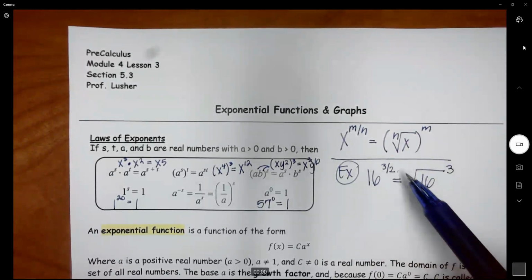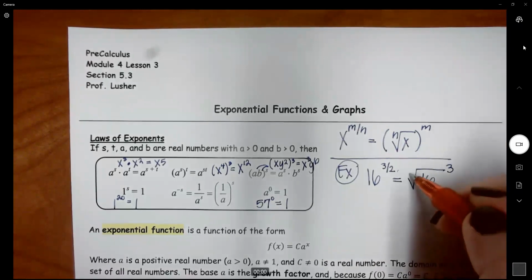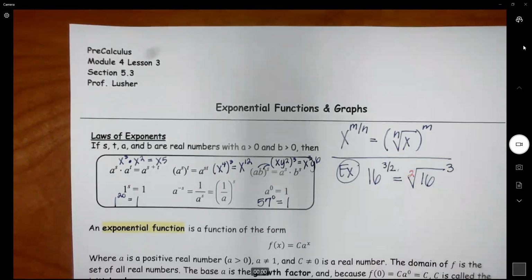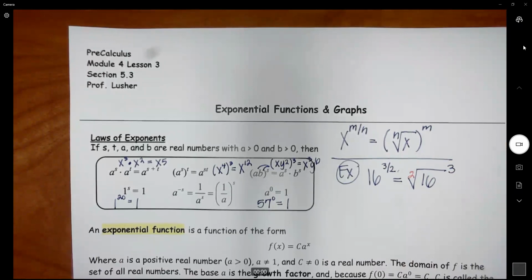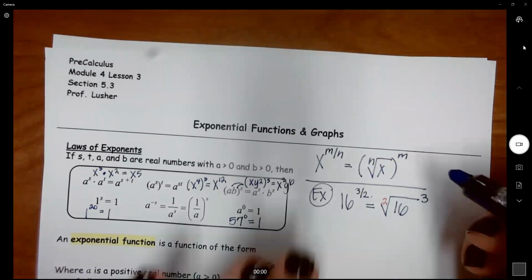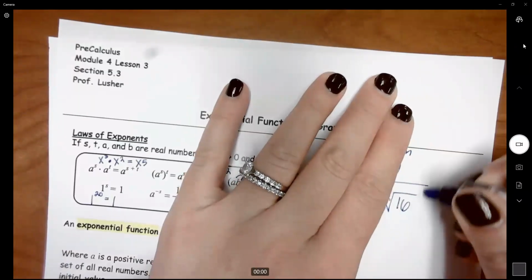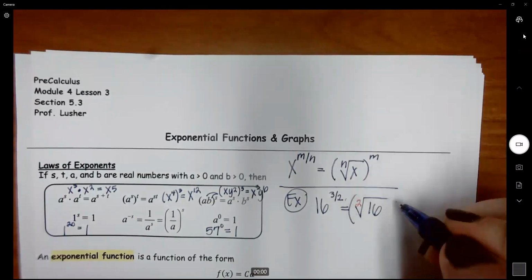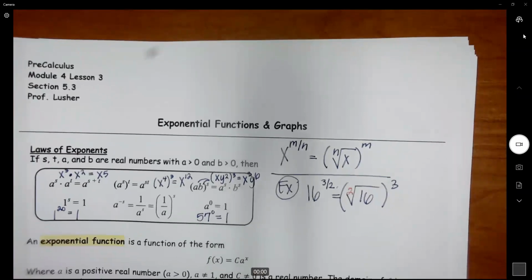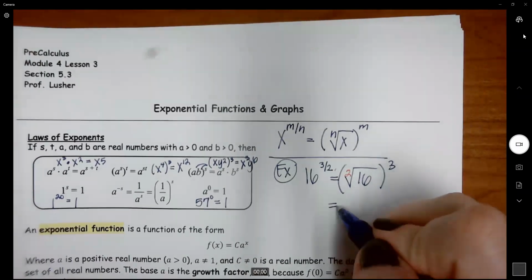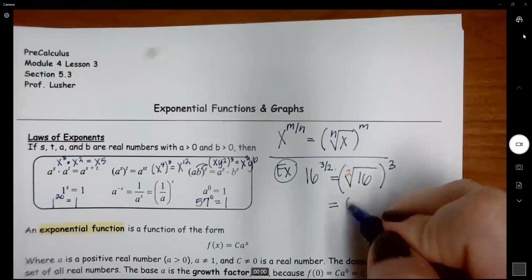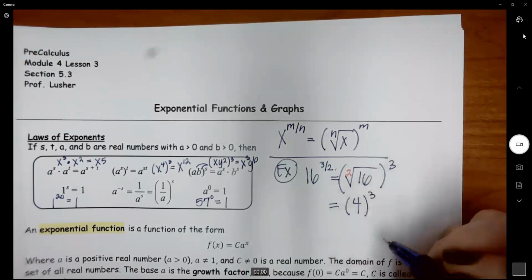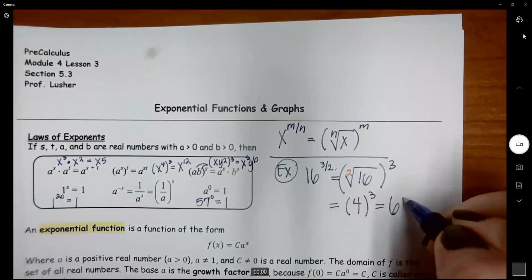Okay, so where did that 2 go there? Well, if it's a square root, there's a known 2 here without having to have that 2, right? And just so that this is all looking the same as this, okay, cubed. So now the square root of 16 is 4, and 4 cubed is 64.